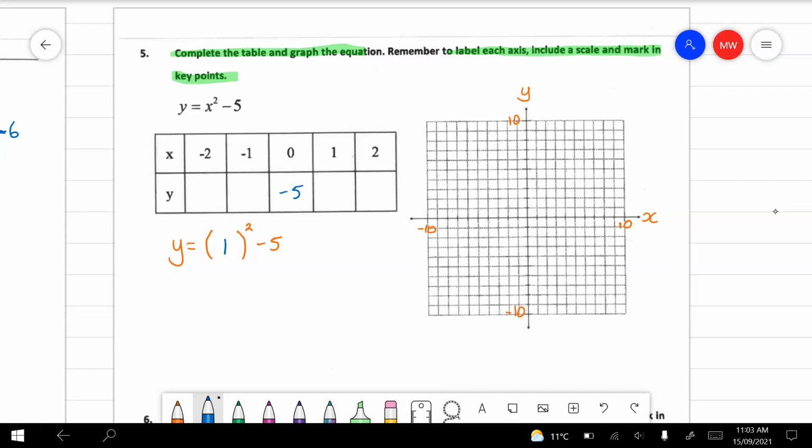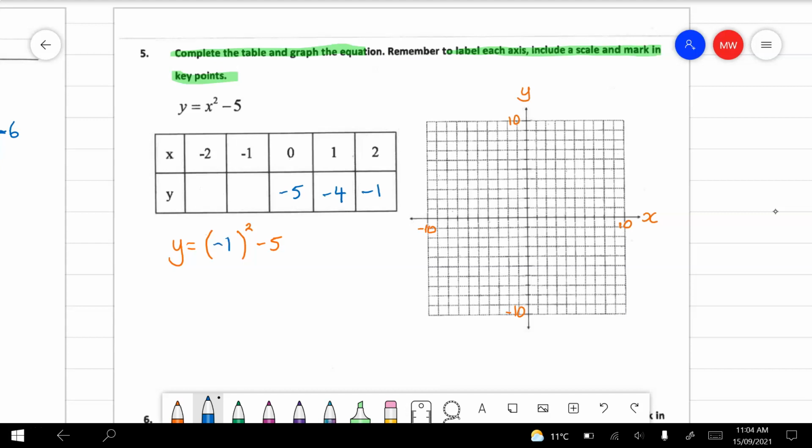If x is 1, then 1 squared is 1, and 1 minus 5 is minus 4. You just keep writing them in as you go. And then if x is 2, 2 squared is 4, and 4 minus 5 makes minus 1. You might notice that I started at 0. I like to do that, especially with these, because they are just reflections. So we'll see in a minute that this will be minus 4 and that this will be minus 1 as well, which means I can do half the amount of work.